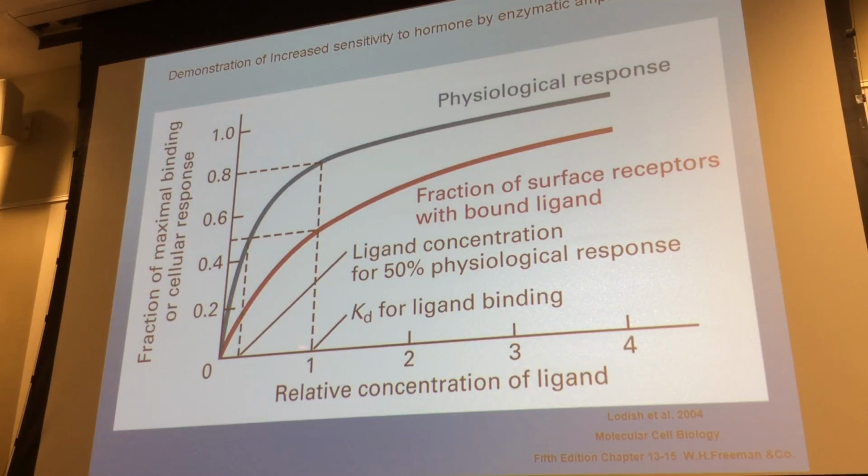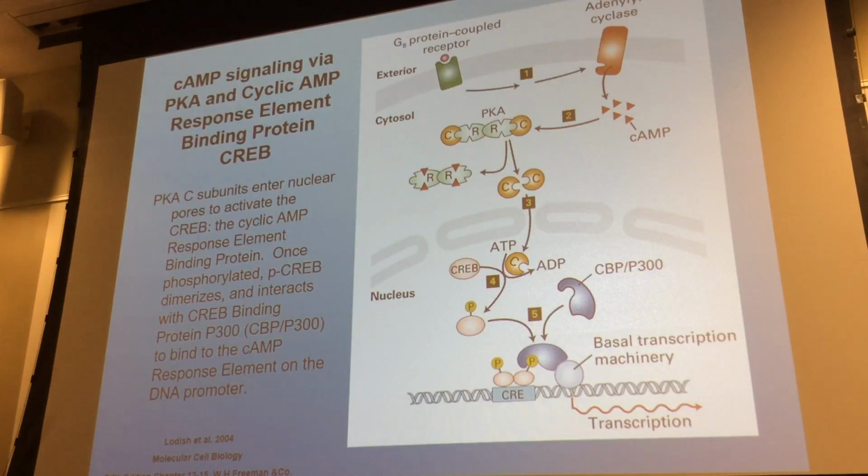So whereas it might take, let's say, 1 millimolar or 1 micromolar of ligand to get 50% of your receptors activated, you may have amplified your response so that only 10% of your receptors are activated if you're measuring the amount of glucose that might be released into the bloodstream. So specificity, coordination, amplification are all the reasons that we want to work through a second messenger pathway.